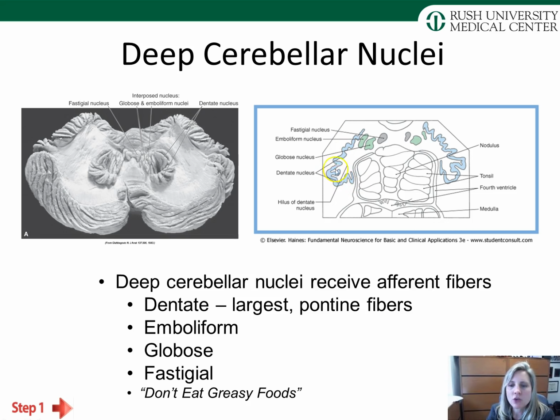I think Joanne O'Keefe, who teaches neuroanatomy in our medical school, likes to say that this looks like a stuffed olive. I'm not quite sure I see that, especially in this particular cut, but you can see it looks very different in appearance to the other nuclei. It is definitely for sure the largest, which makes sense because it's relaying all that pontine information. We have the emboliform, the globose, and the fastigial nuclei as well, and those are smaller and less important, but do receive fibers from various areas.